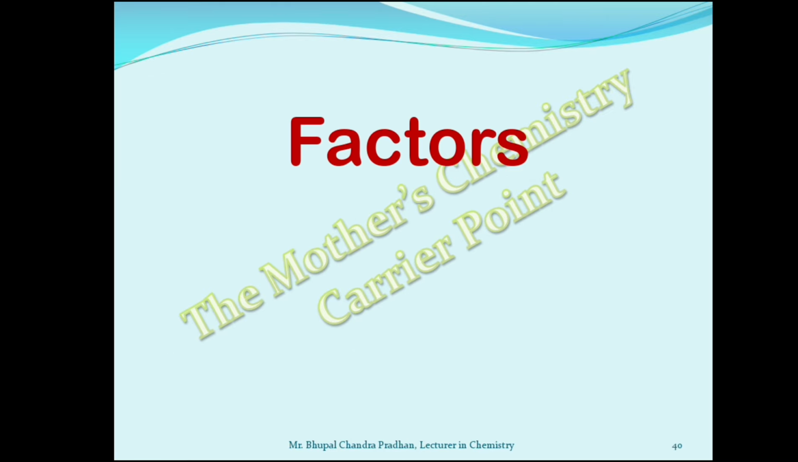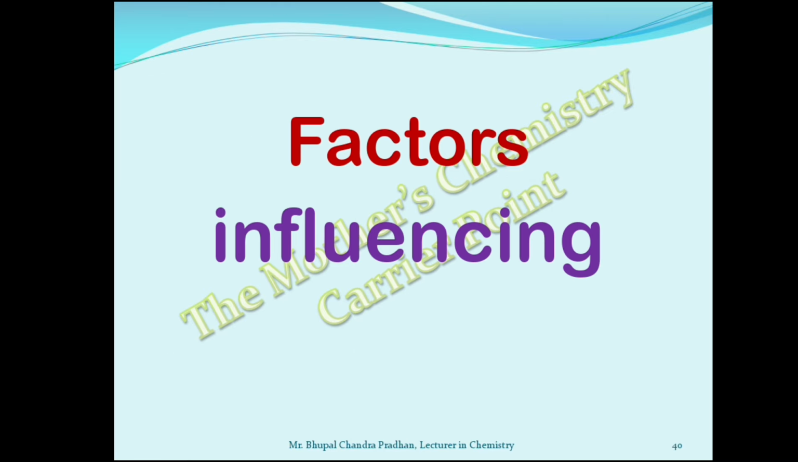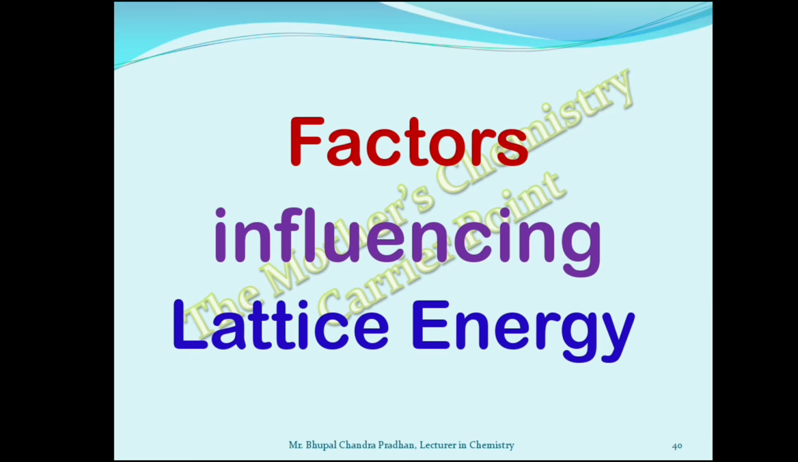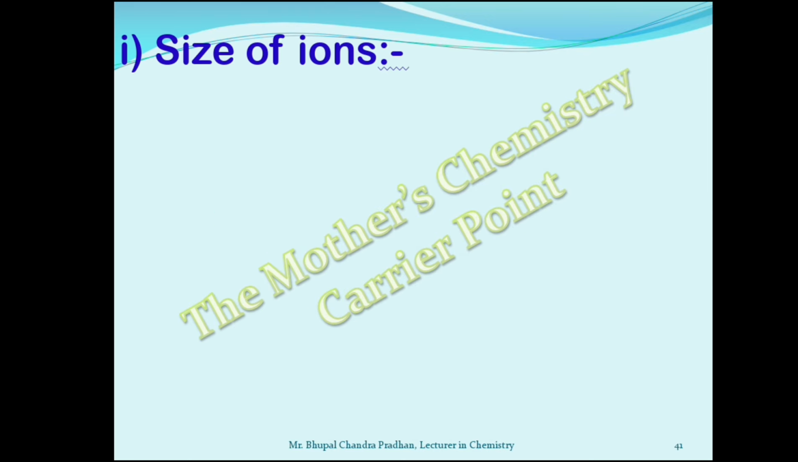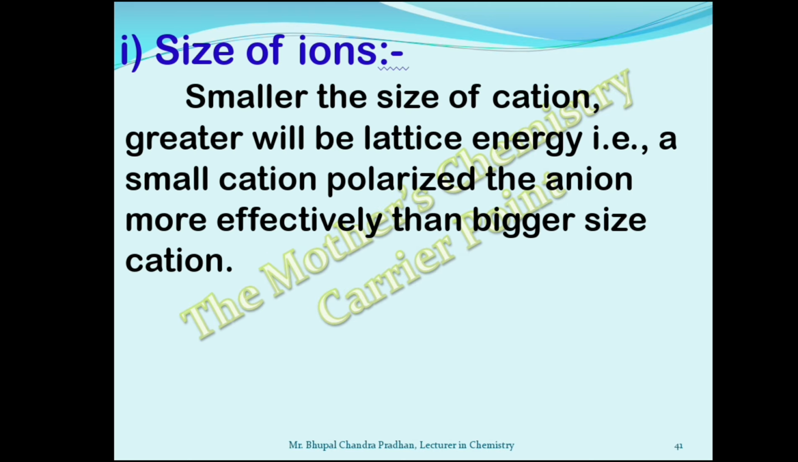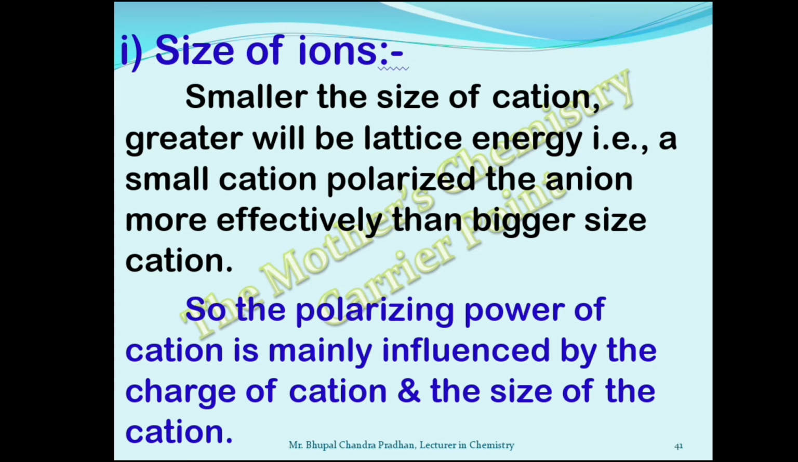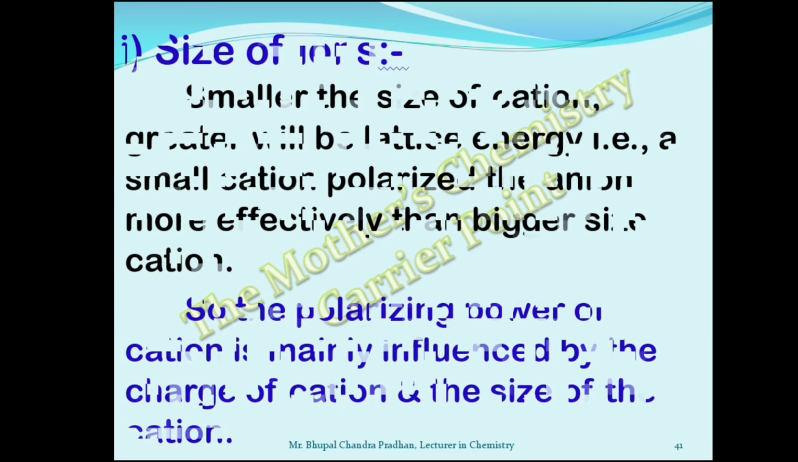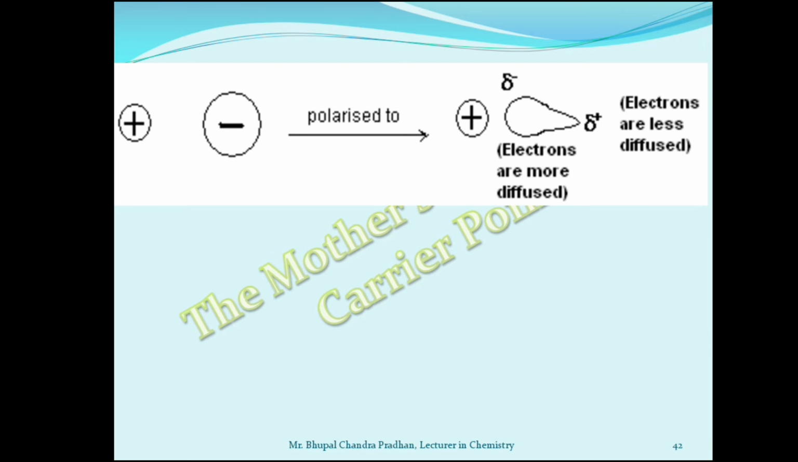Now, what are the factors on which the lattice energy depends, or factors influencing the lattice energy? First, the size of ions. Smaller the size of cation, greater will be the lattice energy. That is, a smaller cation polarizes the anion more effectively than the bigger size cation. So polarizing power of cation is mainly influenced by the charge of the ion and the size of the cation.